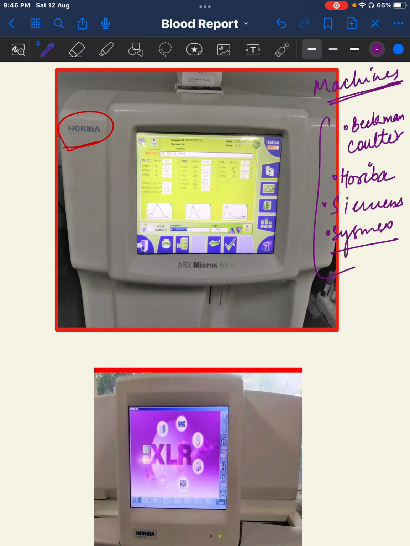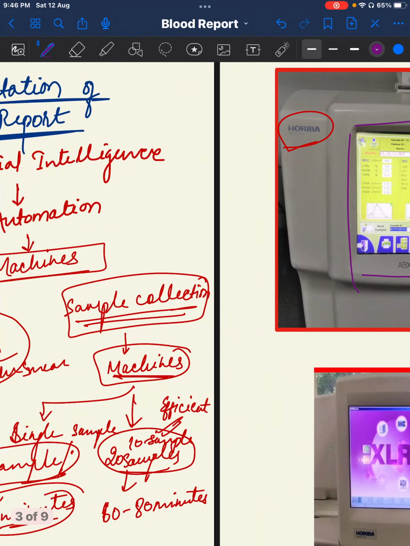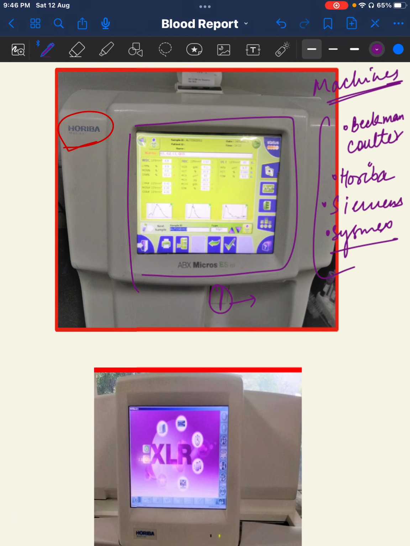Now this type of machine is a three-part machine. So you have this here, this is a pen where you insert the sample. So this vial, I'll have to open the cap, I'll have to put it here, then it will run the sample and it will give me the report. So it's one sample at a time.